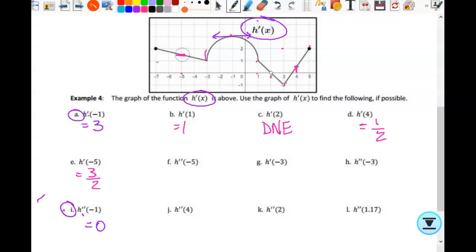So I found h prime. I want h double prime now. So we just talked about the slope.